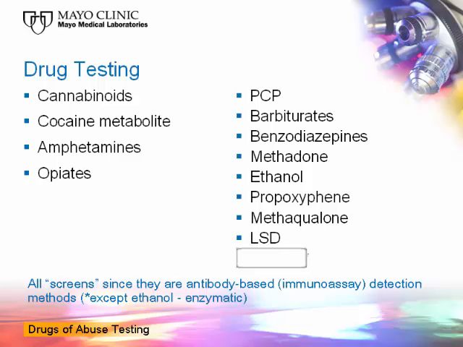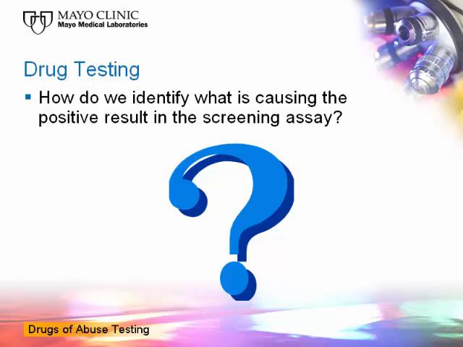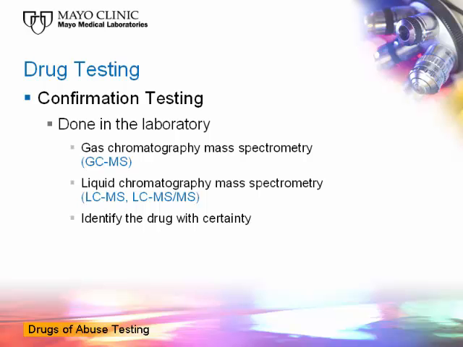Now, it's also important to remember that all of these are screens, since most of them are antibody or immunoassay based, ethanol being the exception because it's an enzymatic based assay. So now that we have a screening method, how do we actually identify what's causing that positive result? Well, that's where the confirmation testing or the identification comes in.